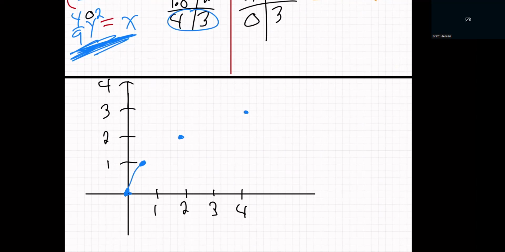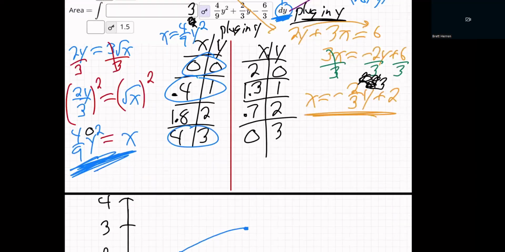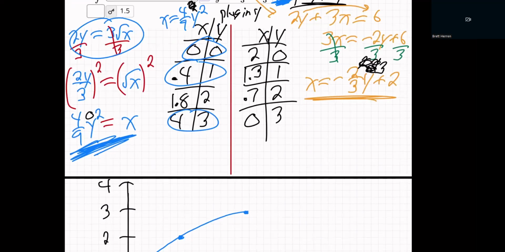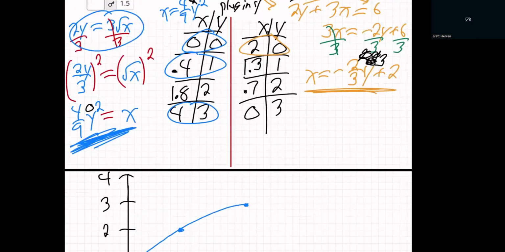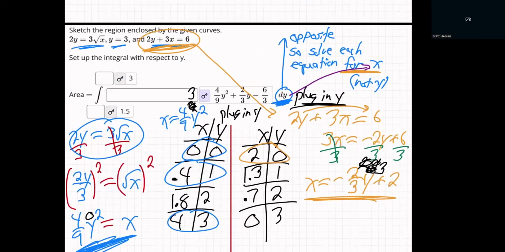So basically the graph goes like this, doesn't it? See that blue one? That's this function right there. Now the other one, 2, 0, 2 of 0. And this one, by the way, is going to be a straight line, isn't it? Because this equation right here is a straight line. X and Y are both the first power, which is always a straight line.